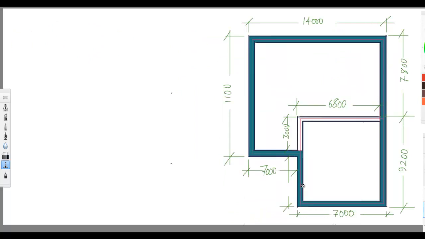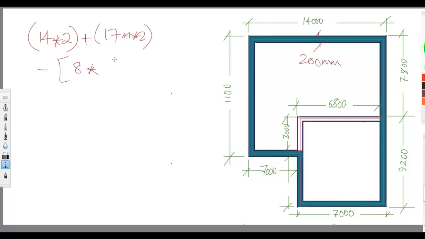So we'll do this using the formula and the equation. For the shaded part, we'll use the equation. This part is 14, and this will be 14, so 14 multiplied by 2, and this is 17, and this part is 17, so we can apply the equation for that part, and we say 14 meters multiplied by 2 plus 17 meters multiplied by 2 minus 8 times the thickness of the wall. The thickness of the wall is 200 millimeters, multiplied by half of the thickness, which is 0.2 meters divided by 2, is equal to, so this will give us an answer of 61.2 meters.